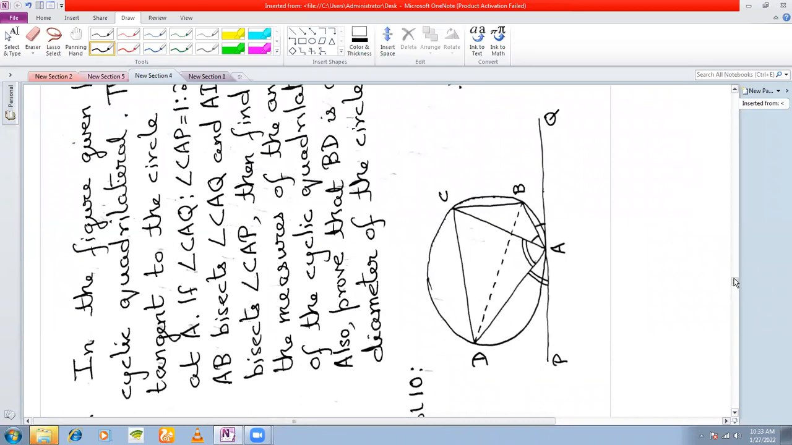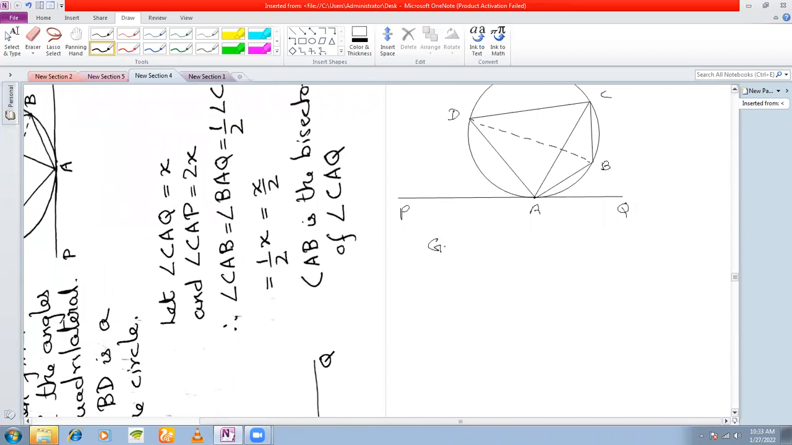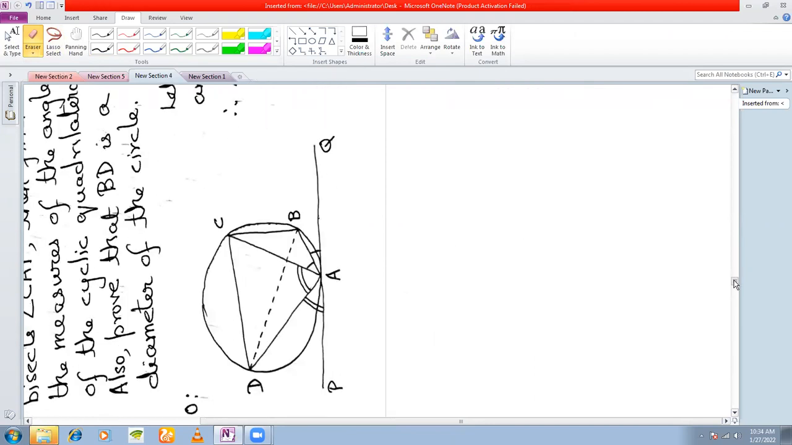If angle CAP is to CAQ is 1:2. So ratio of which two angles? CAP, CAQ. Angle CAP is to angle CAQ is given to be 1:2, right? This ratio is given. Which two are the angles? CAP, that means ratio of this angle here is to this angle. Okay. So if I take this entire angle as 2K, this angle, if I take CAP as... CAP is to CAQ, right? Let me just see.